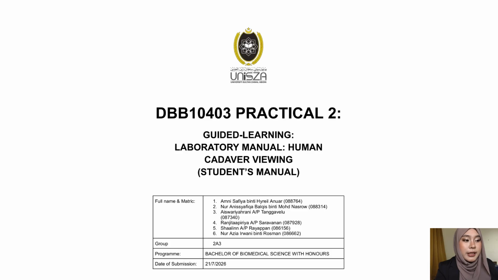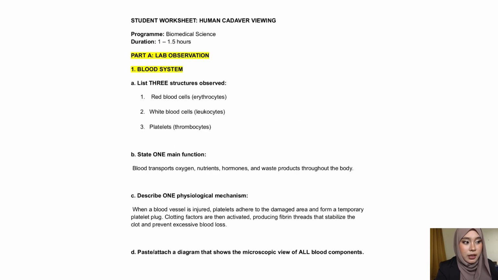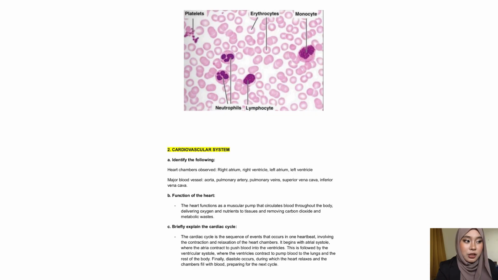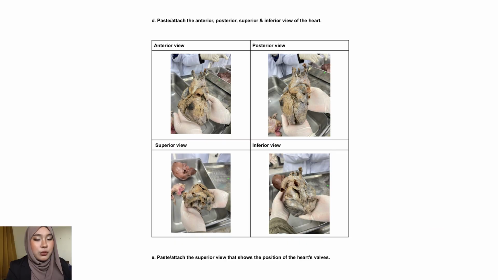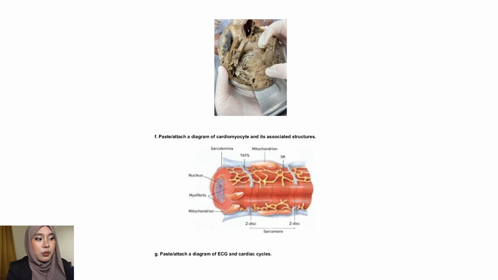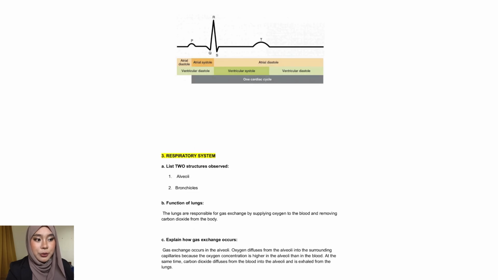So the next practical is the cadaver viewing. In the dissection lab, direct observation of the cadaver confirmed that the heart is a firm muscular organ approximately the size of a palm. So we traced the positions of the valves, including the tricuspid, bicuspid, pulmonary, and aortic, which ensure one-way flow.